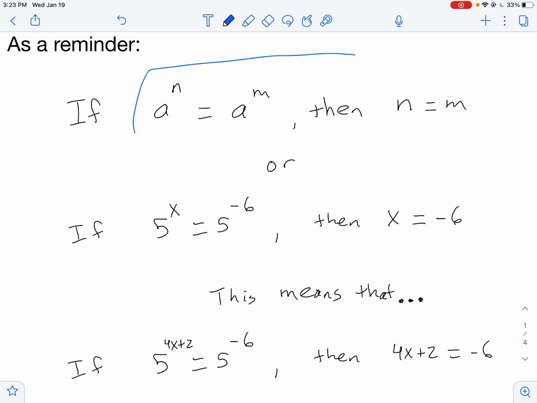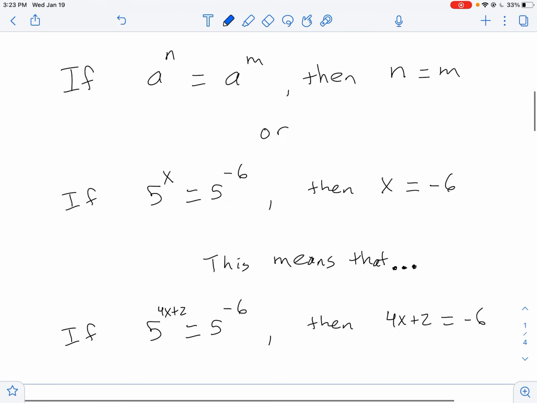So we talked about this last time, that if your bases are the same on your equation, and you have your two exponents, if the bases are the same, then the exponents have to be the same, and so we would effectively just drop the bases and put equals. And it works with numbers, right? If you got 5 to the x, and the other side's 5 to the negative 6, then you can drop the 5's, and your answer is going to be that x is negative 6.